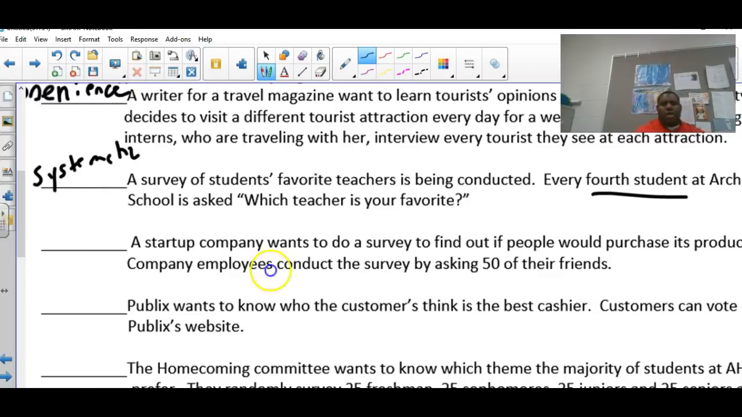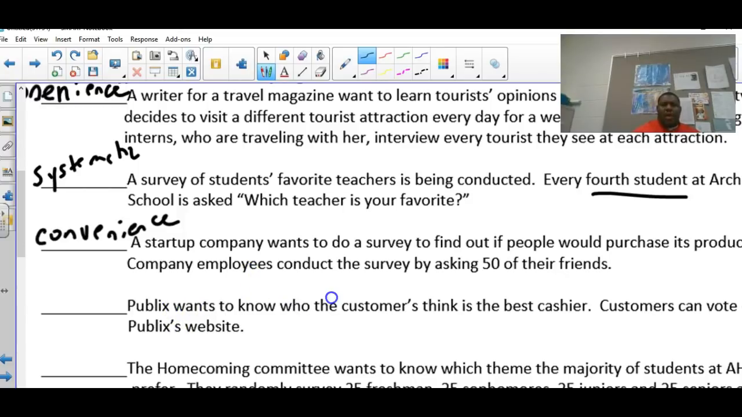For the next one, a startup company wants to do a survey to find out if people will purchase its product. Company employees conduct the survey by asking 50 of their friends. Again, that's convenience. I'm asking my friends. I'm sure I have access to my friends.